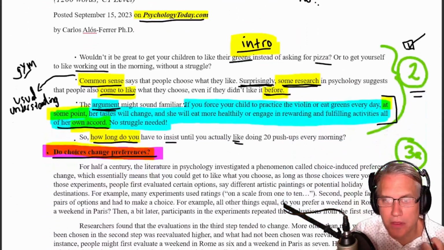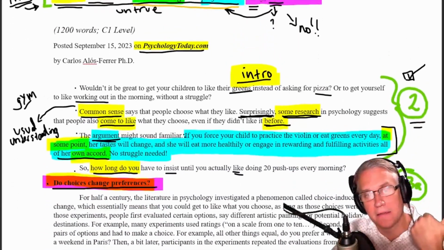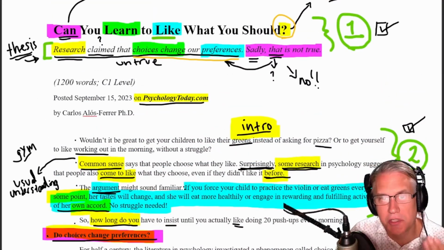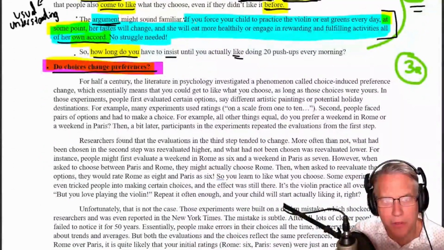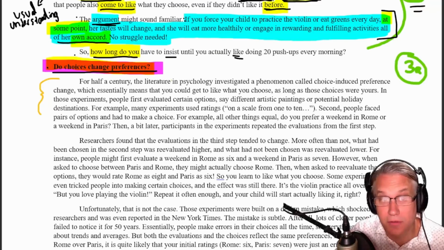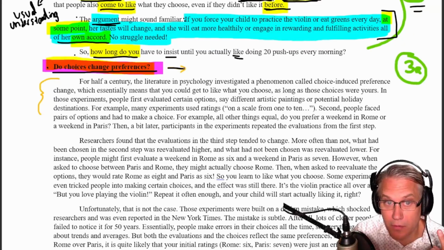So the research said in the past that choices can change preferences. Is this true or is this false? So here we ask the question again. Do choices change preferences? So I would expect to find the answer to this. And what do you think the answer is going to be according to this author? Right? This is a yes or no question, right? Do? So yes. Oops, I'll write it out here.